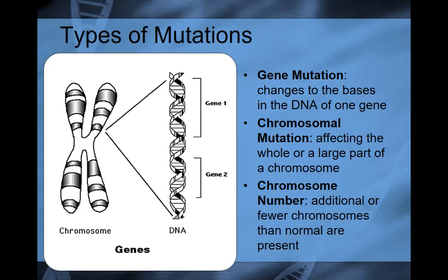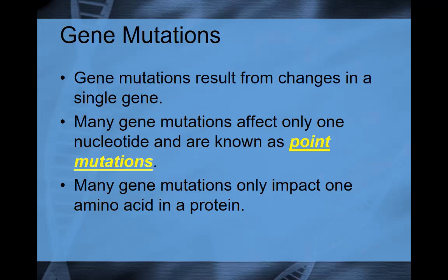So let's begin by taking a look at gene mutations. In many cases, these are the results of just a single nucleotide being altered, okay? What is typically known as a point mutation. Many gene mutations only impact one amino acid in a protein. Remember, process genotype to phenotype. The mutation occurs in the DNA and gets carried on into the amino acids of the protein, impacting the phenotype.